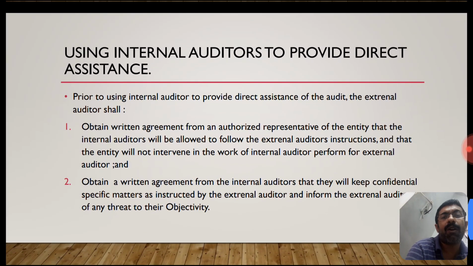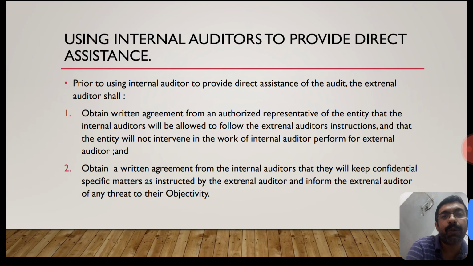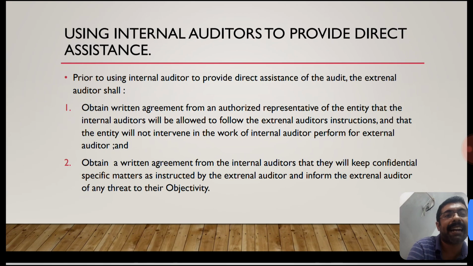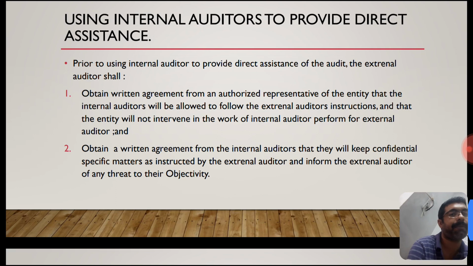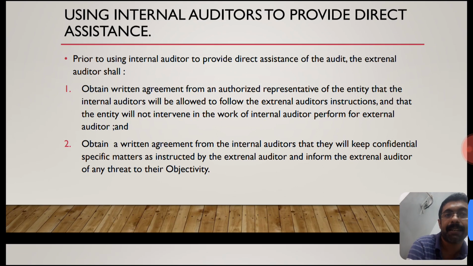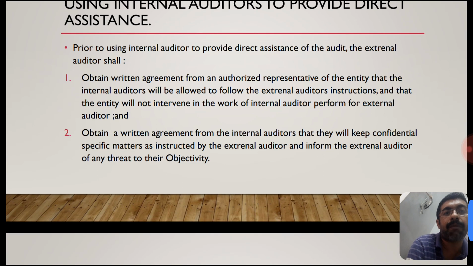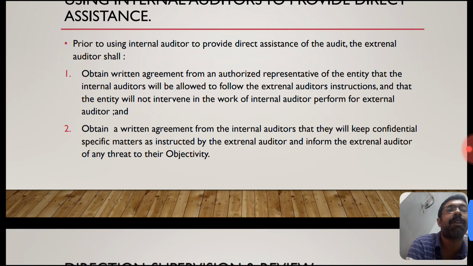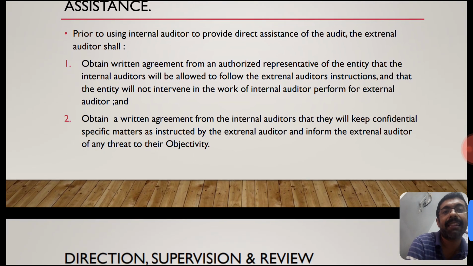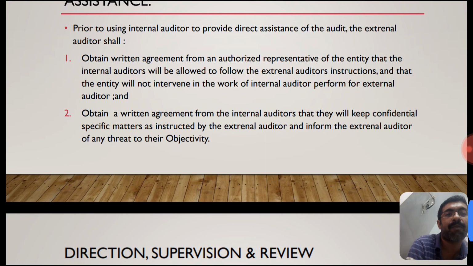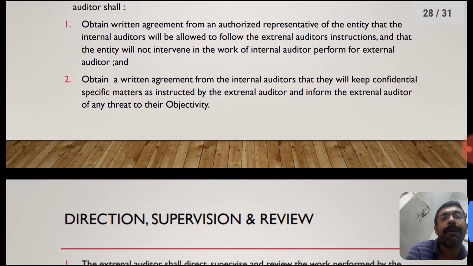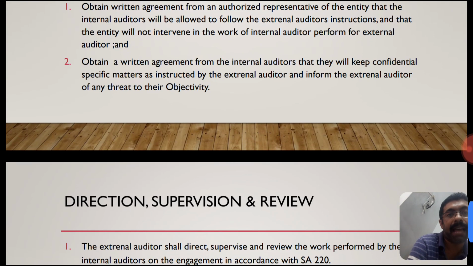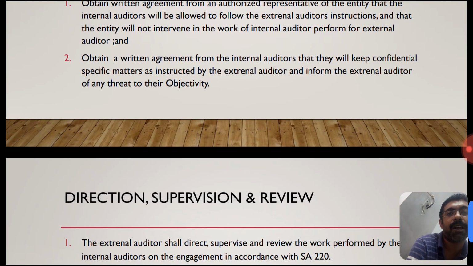Using internal audit. Prior to using the internal auditor to provide direct assistance on the audit, the external auditor shall obtain a written agreement from the authorized representative of the entity that the internal auditor will be allowed to follow the external auditor's instructions and that the entity will not intervene in the work of the internal auditor performed for the external auditor. Obtain a written agreement from the internal auditor that they will keep confidentiality of the specific matters.